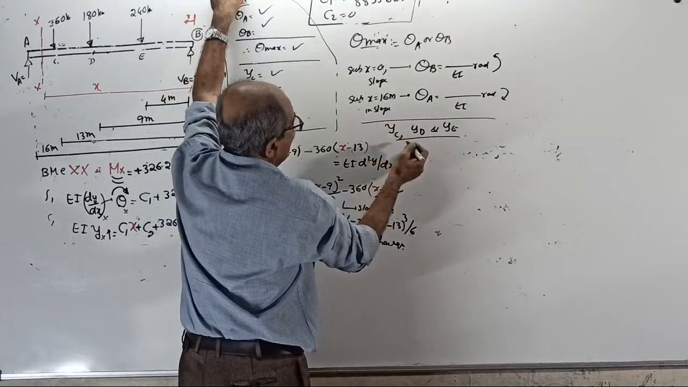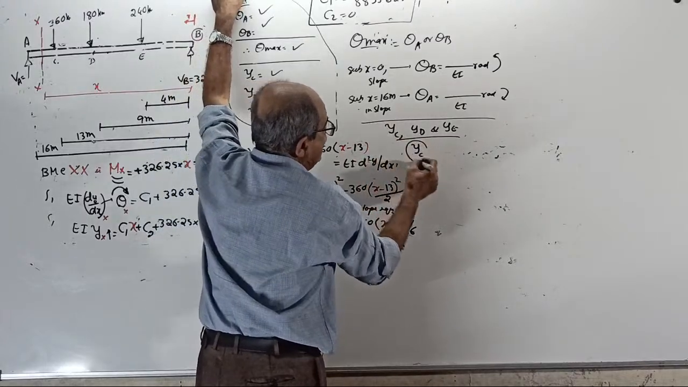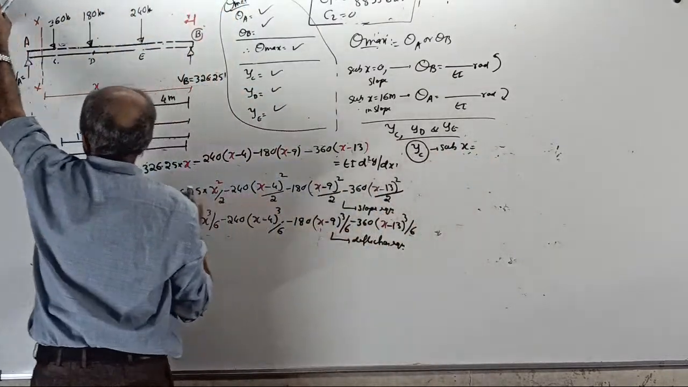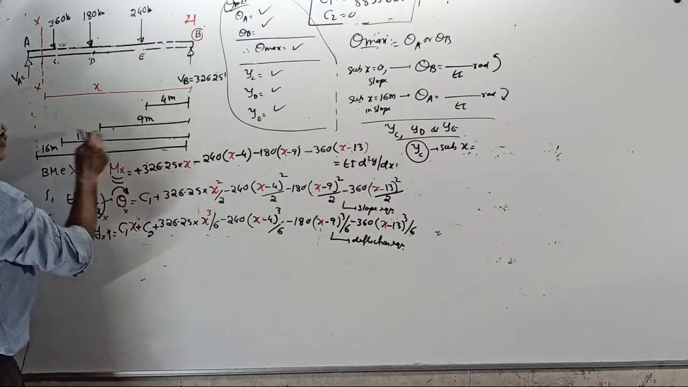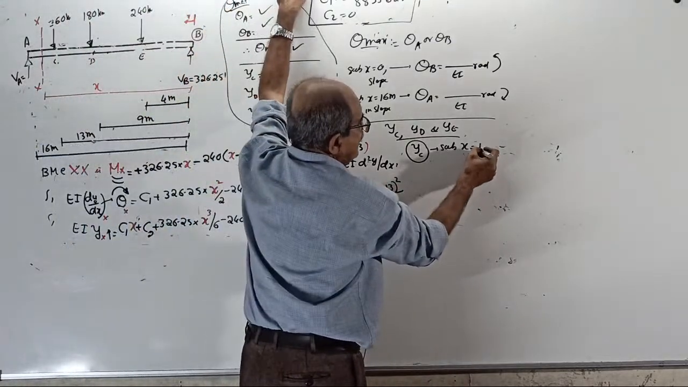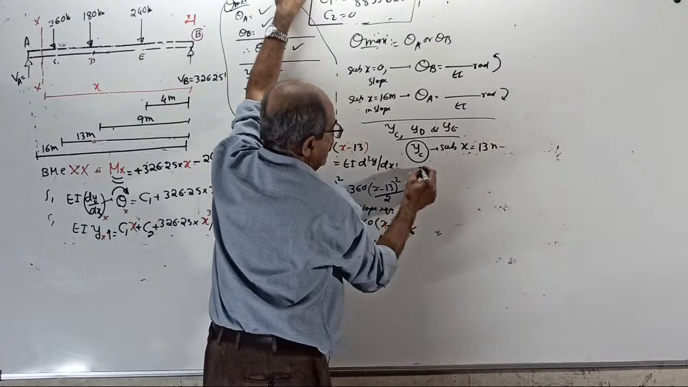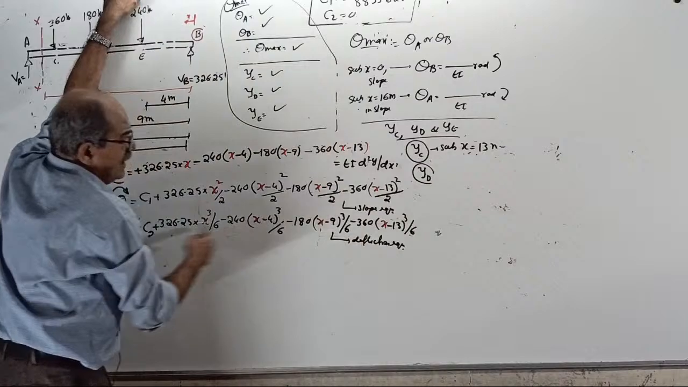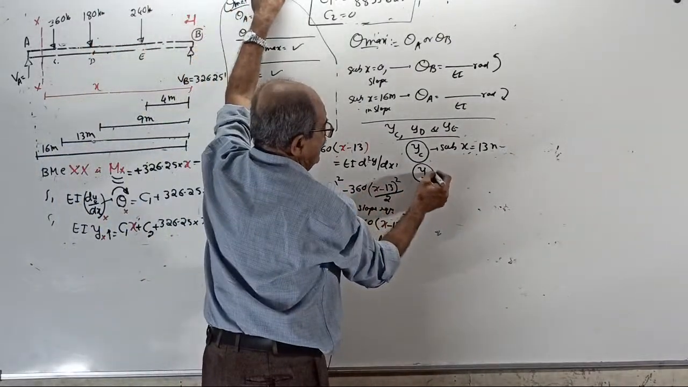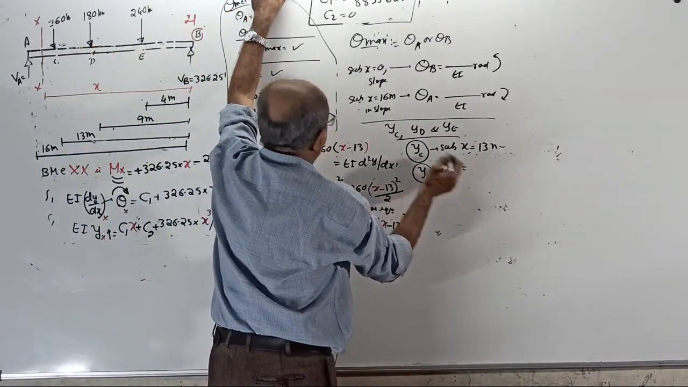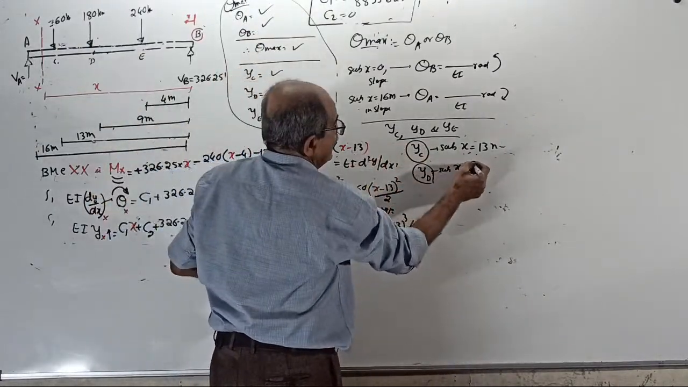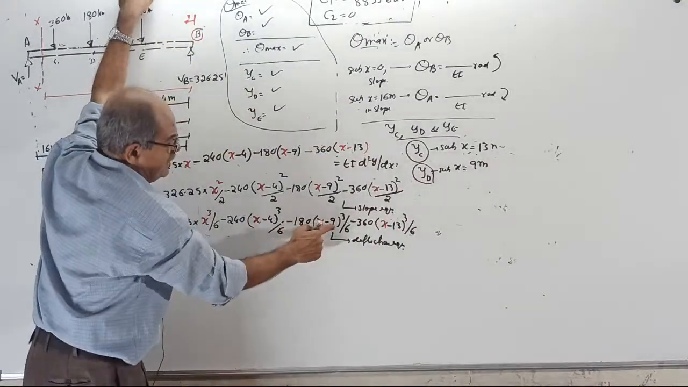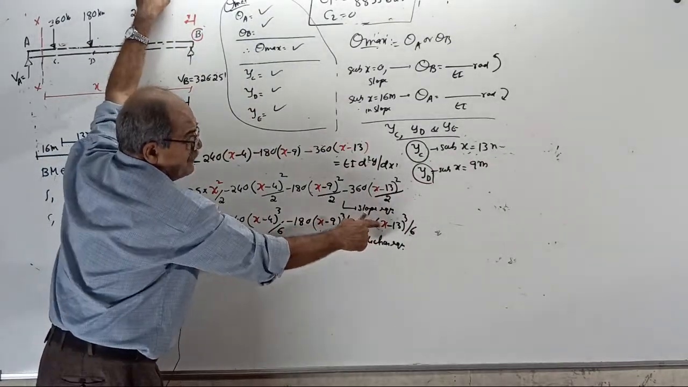Same order. To get deflection at C, substitute x equal to 13 meter. When you put 13 meter, remember the full equation will come. To get deflection at D, substitute x equal to 9 meter. But when you substitute 9 meter, 9 minus 9 is 0, so this term is not applicable.